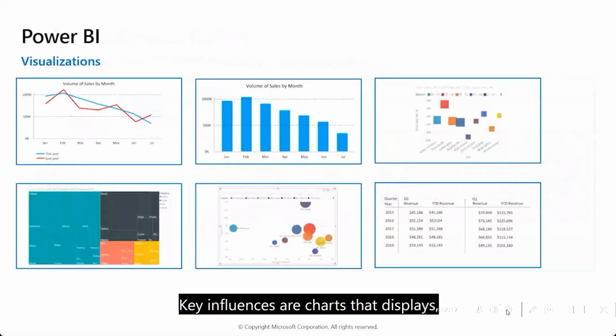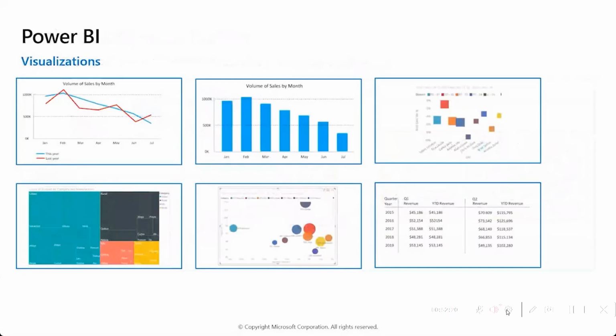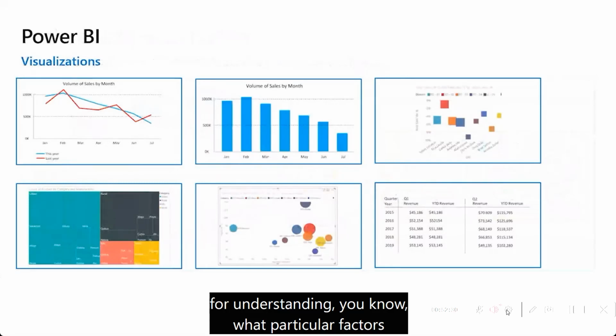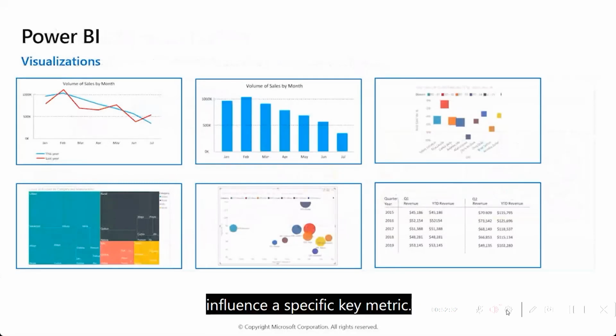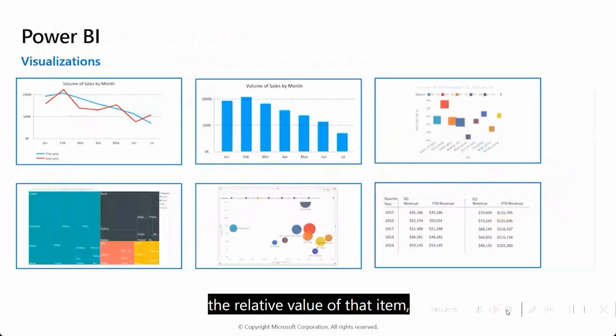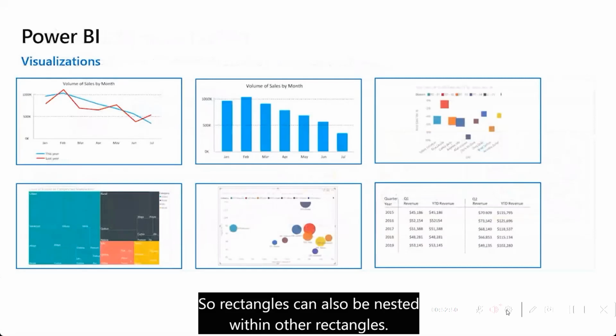Key influences are charts that display who the major contributors to a particular result or value are. So key influences are great for understanding what particular factors influence a specific key metric. Tree maps are used as charts of colored rectangles, so that the sizes of the rectangles generally represent the relative value of that item, and so they can be hierarchical. So rectangles can also be nested within other rectangles.